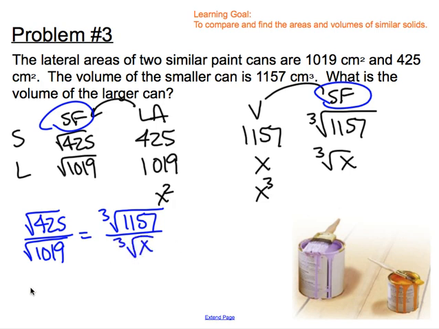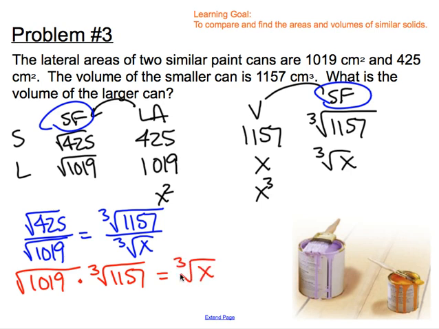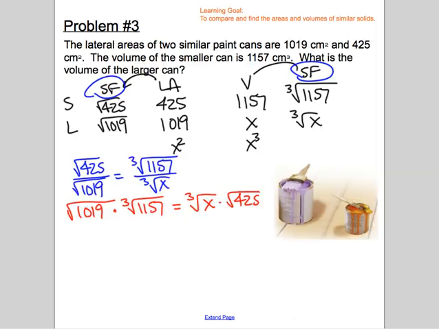So now I can cross multiply. I have the square root of 1,019, and I'm going to multiply that by the cube root of 1,157. That's going to equal the cube root of x times the square root of 425. Here I'm trying to get the x all by itself, so I'm going to divide both sides by the square root of 425. So these now cancel, and let's go ahead and do some calculations.